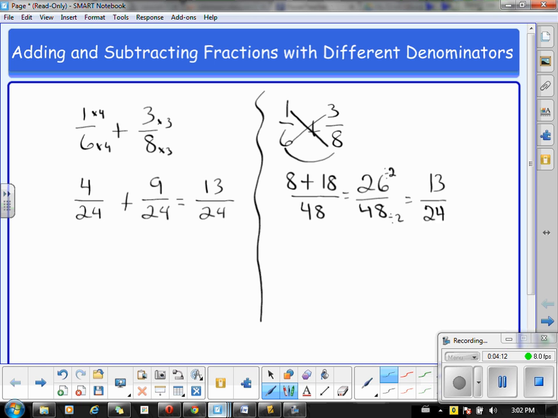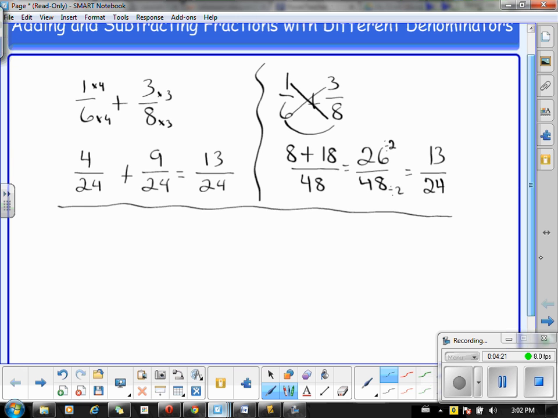Subtracting fractions, same thing. We can say, let's do 4/5 minus 1/3. To find your common denominator, think of the multiples of 5. 5 times 1 is 5. We know 3 doesn't go into that. 5 times 2 is 10. 3 doesn't go into that. 5 times 3 is 15. We know 3 will go into 15. So 15 is our lowest common denominator for 5 and 3.